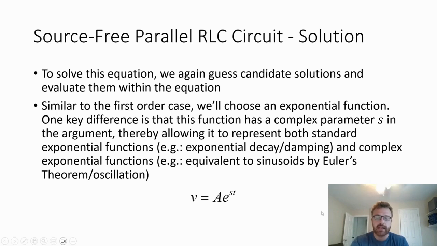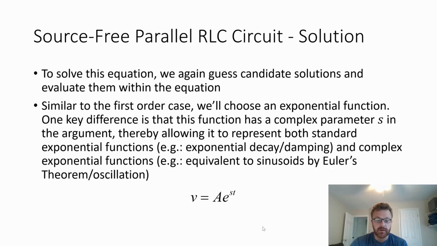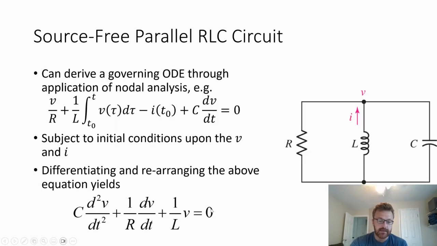And the reason for that is because of the property of complex numbers being related to sinusoids, which is defined by Euler's theorem. And I thought I had a slide on that. It's actually coming in the next slide. We'll go into a little more detail. So if you take and just substitute in, and I think it's a good exercise for everyone to do, take this function of time, A e to the st, and plug it into this equation. When you differentiate it twice, you're going to get an s squared term.